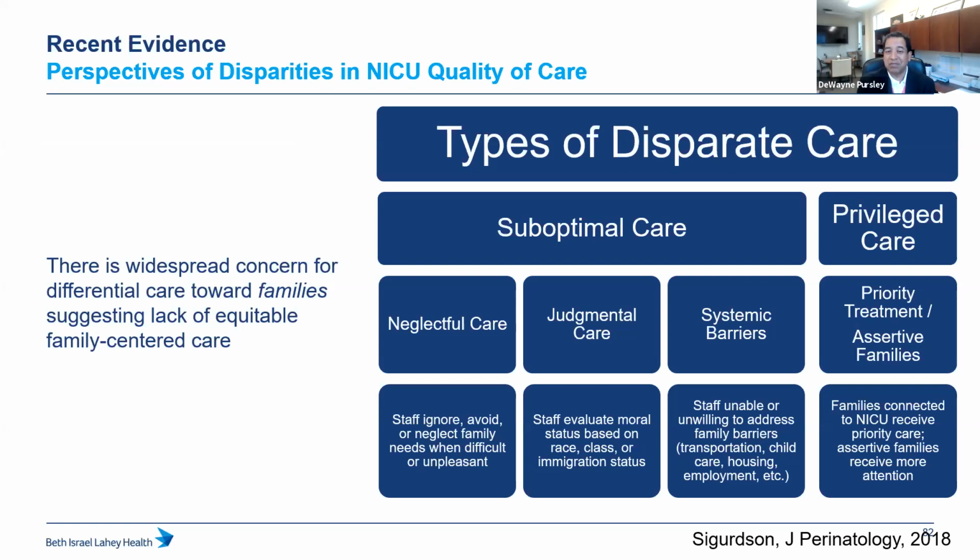The accounts suggest that families' racial and ethnic, social, financial, cultural, linguistic, and other characteristics may influence interactions with NICU providers, and that the care of their infants may suffer as a result. Next slide, please.